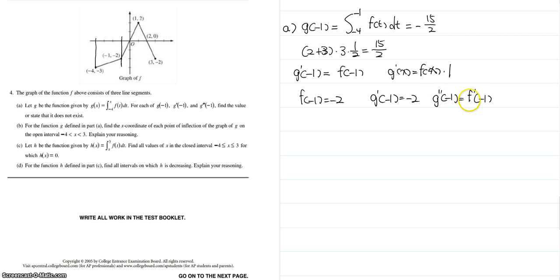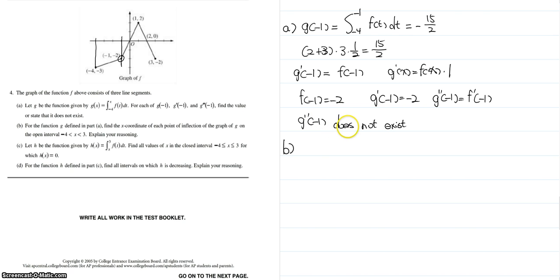Now we ask for g double prime of -1, which is f prime of -1. But wait a minute, f prime of -1 is right here. So what's this? It has a sharp turn. According to the derivative definition, the function is not differentiable here because you have a sharp turn. So g double prime of -1 does not exist. Interesting, right?